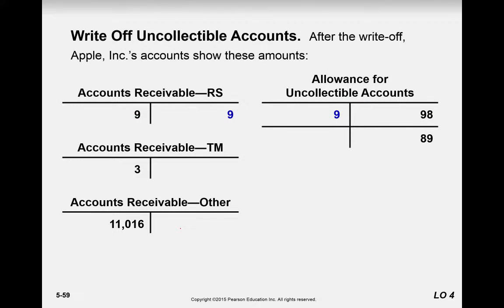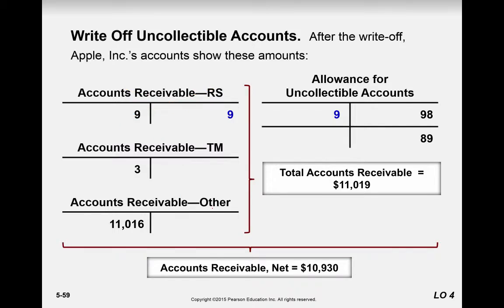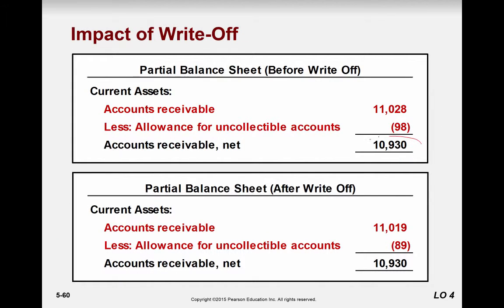So now, after the write-off, you've eliminated him, right? He's got a balance of 0. And then basically you still have your totals here, but you particularly wrote it off. So if you look at it, it's the same net. So if you look here, the amounts are the same.